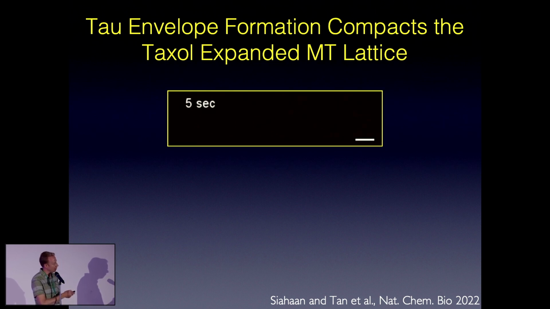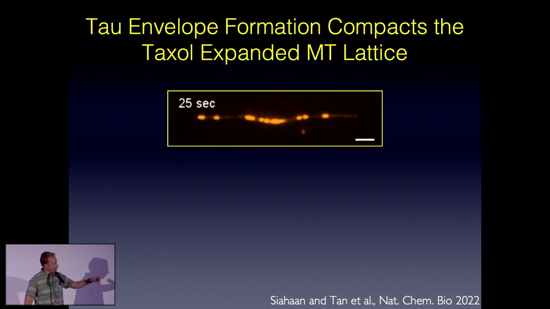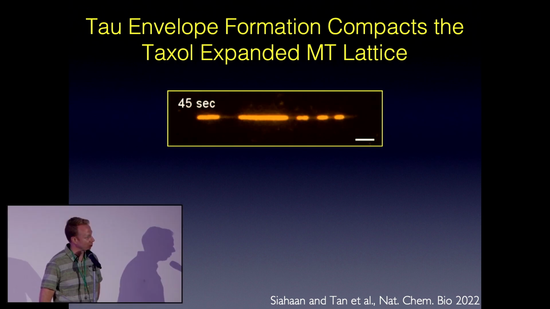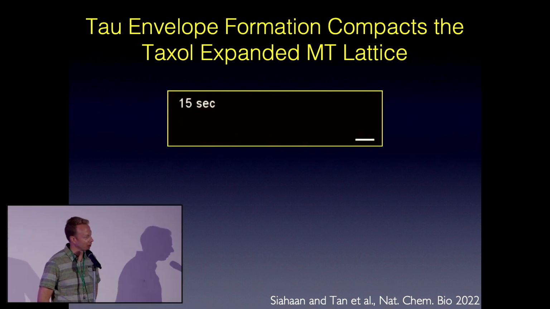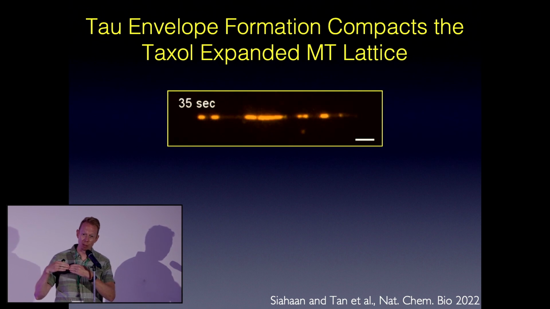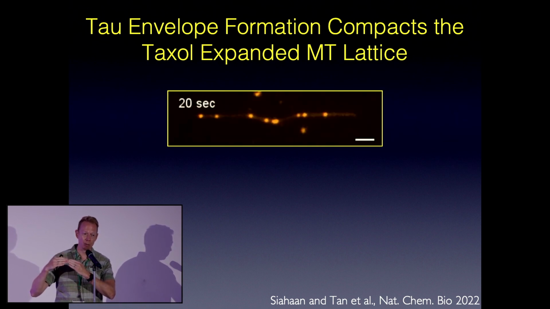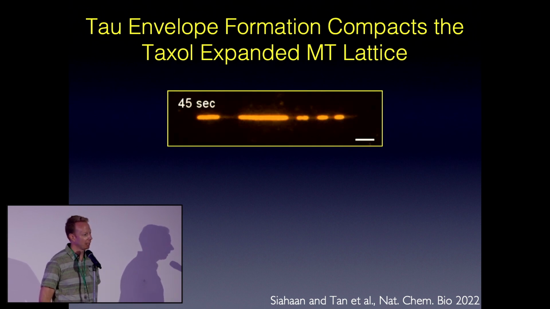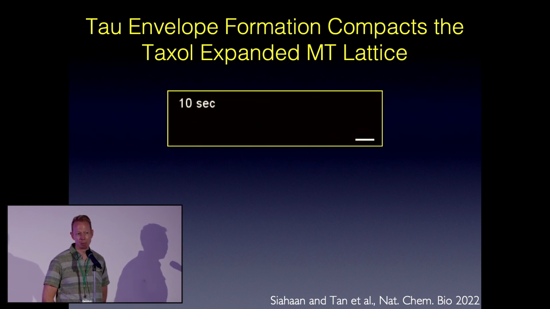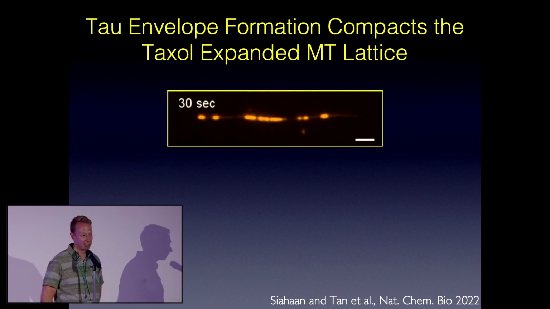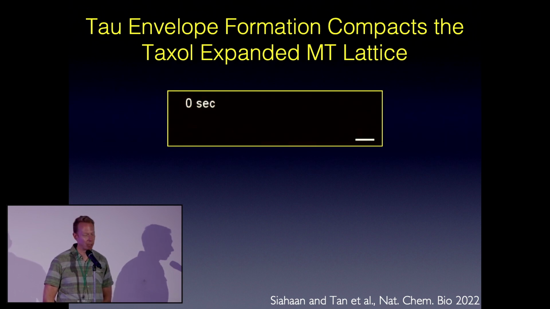And I want to show you this movie here. So here's a movie where we have tau in orange, and it's binding to a microtubule. And I hope what you notice as the movie plays through again is that the microtubule was initially bent, but as the tau formed that envelope, it actually straightened the microtubule. So in other words, by forming that tau envelope, the tau protein binding to the microtubule actually stiffens or alters the conformation of the microtubule.